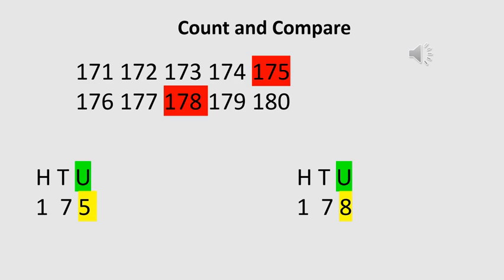You will notice that I've already divided the numbers into hundreds, tens, and units. So let us look at the two numbers that are given below. We have got 175 and we've got 178. You will notice that both digits in the hundreds value are equal. You will also notice that both digits in the tens value are equal. So the two numbers that we are going to compare fall in the unit value. However, the five is smaller than the eight.